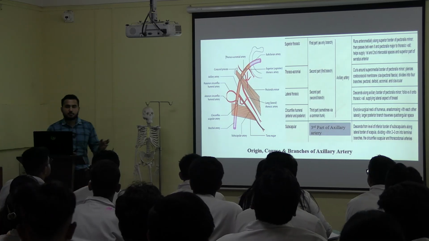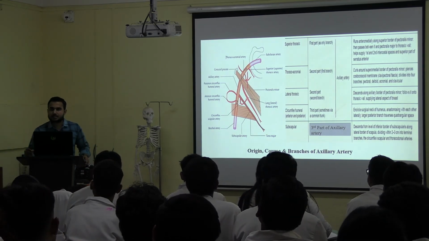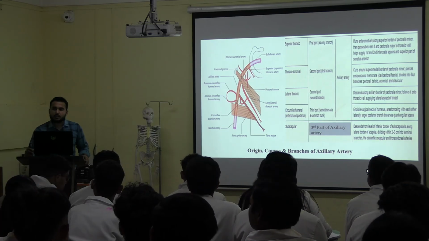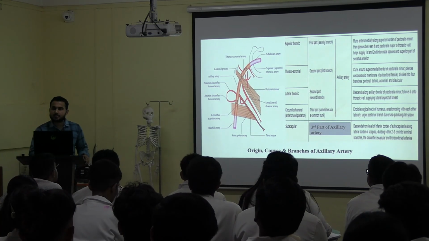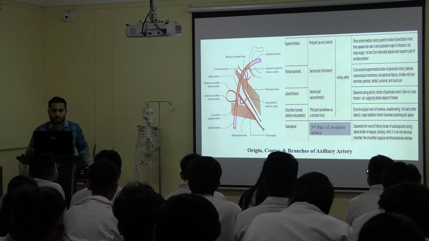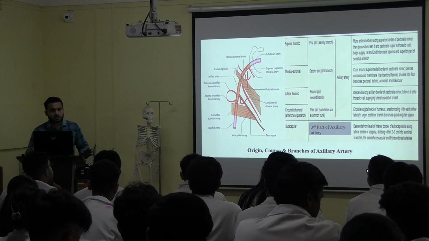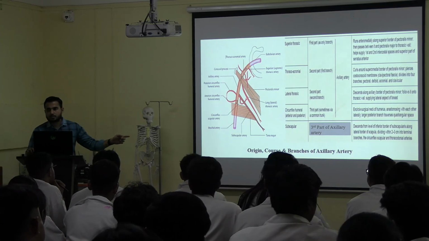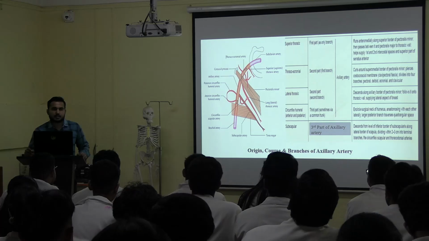Contents of the axilla. If you remember, that day we discussed what exactly the axilla is, the shape of the axilla, the boundaries of the axilla, and the contents of the axilla. Now, in the contents of the axilla, the first and important content is the axillary artery. Now, how to study the axillary artery?